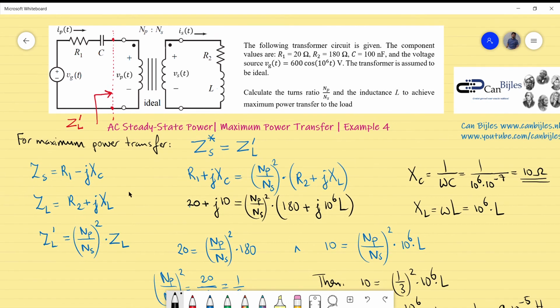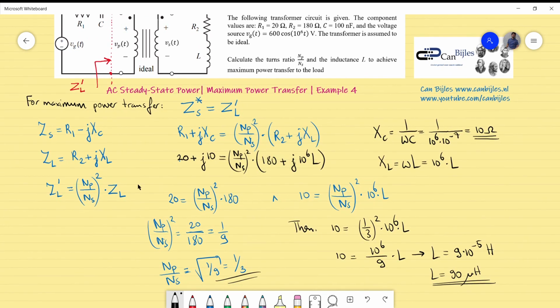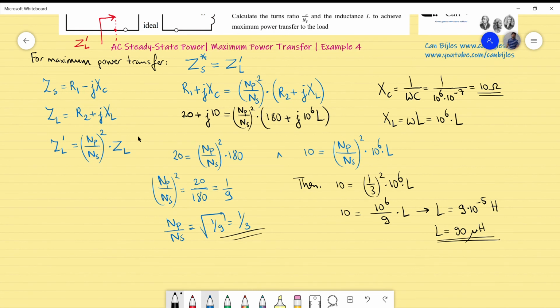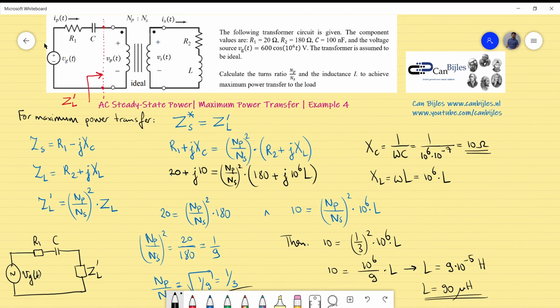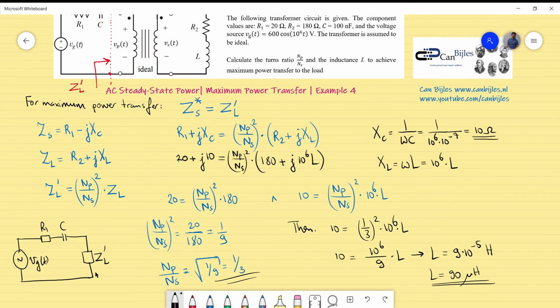So using the reflected circuit, I will make the drawing here. You will get the following. You will have the voltage source, VG, and you have the R1, C, and your reflected impedance will be in series, and this is actually the model of this circuit completely. This circuit can be modeled in this circuit because this one is the reflected impedance from the secondary to the primary side of the transformer, and that's actually the whole exercise example about maximum power transfer.